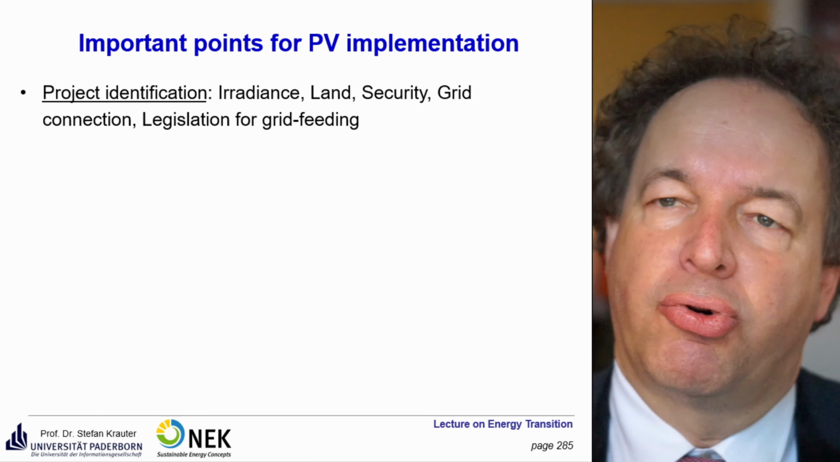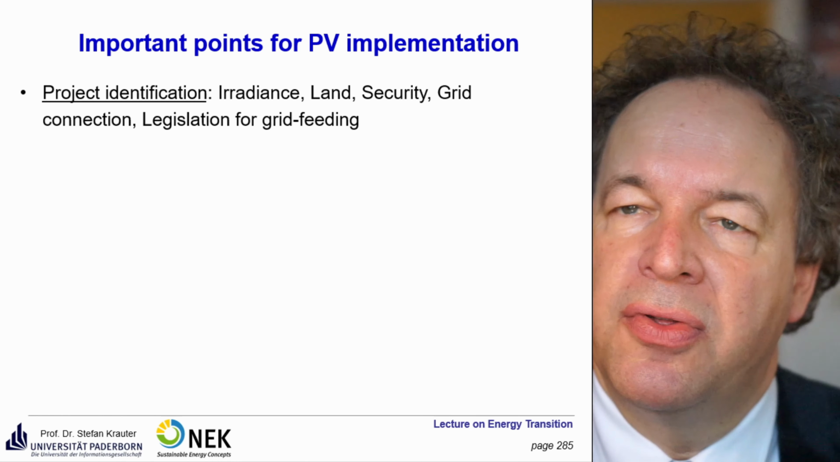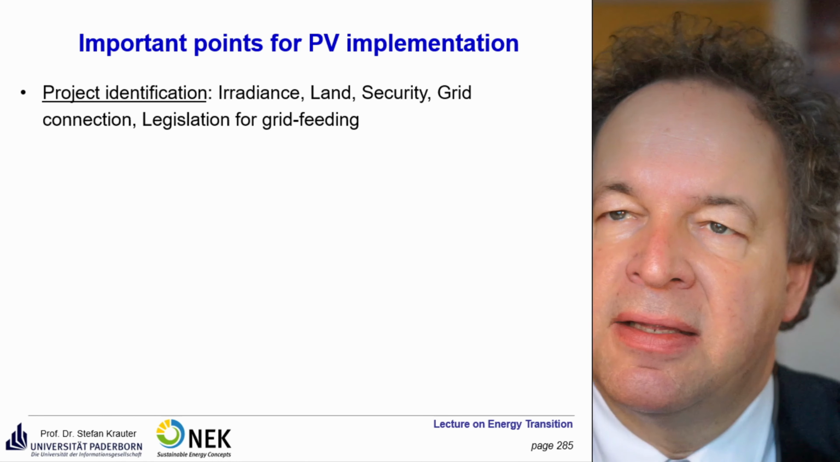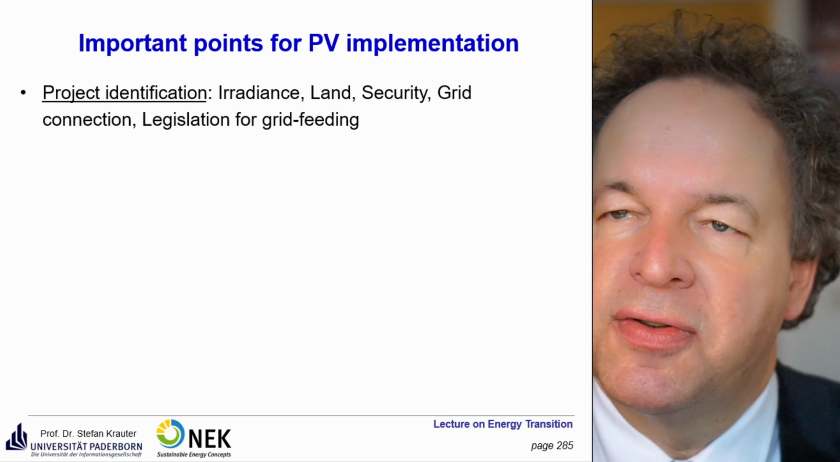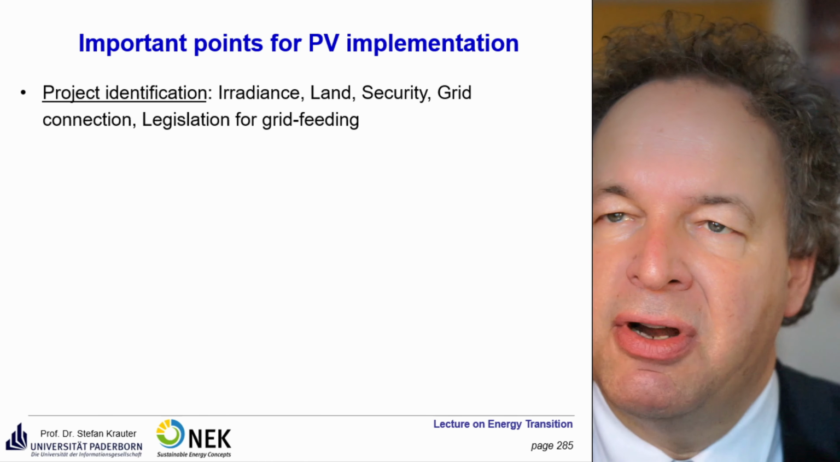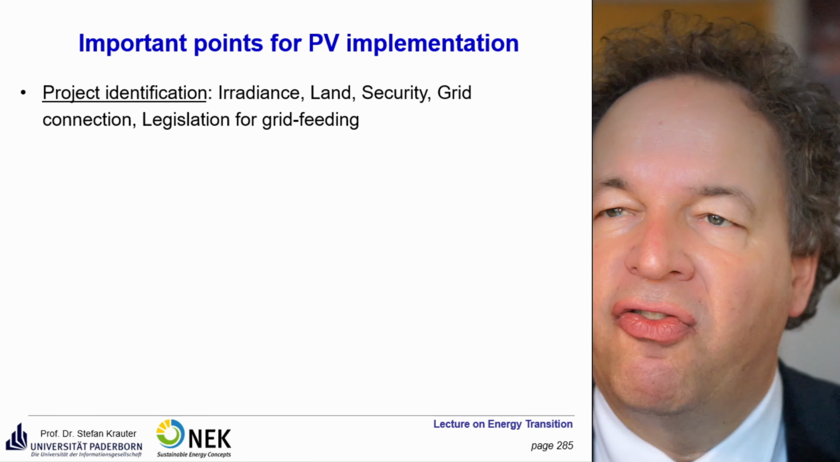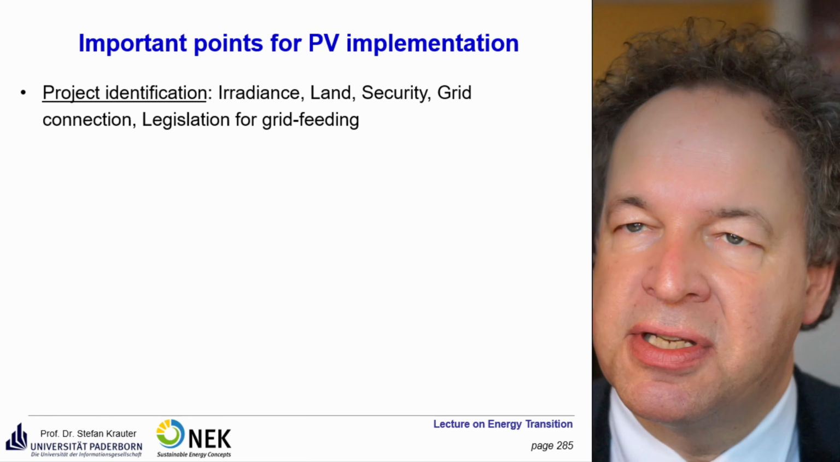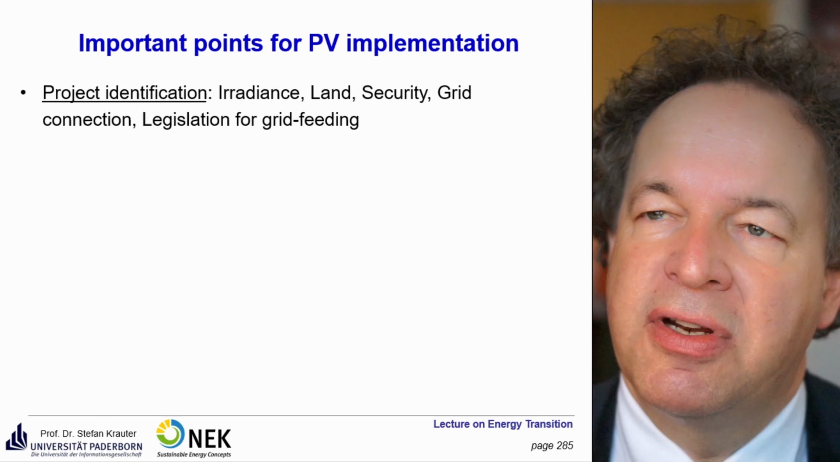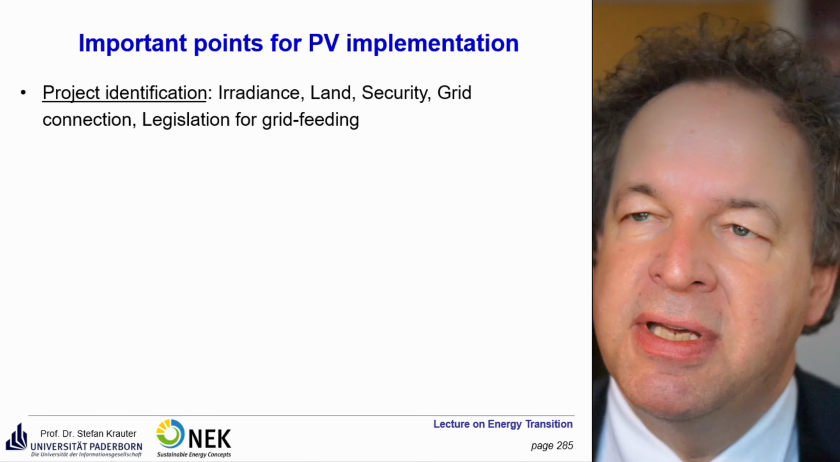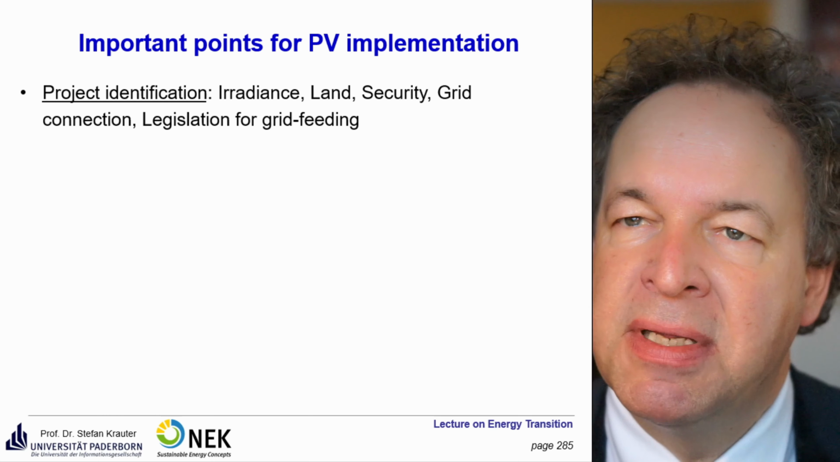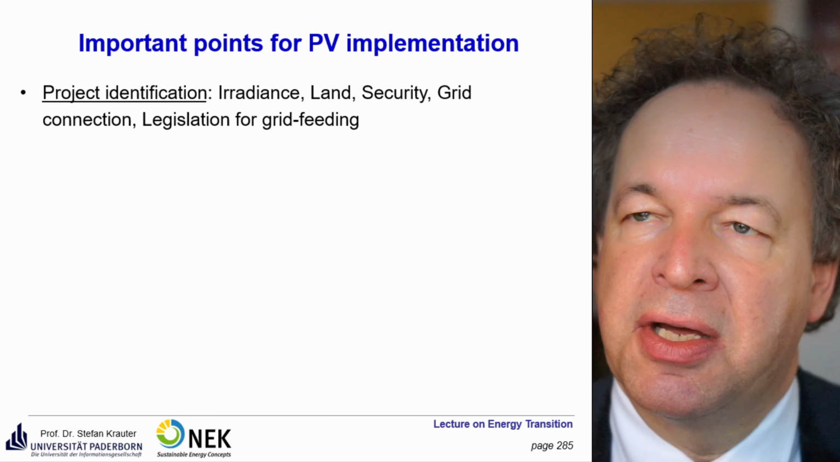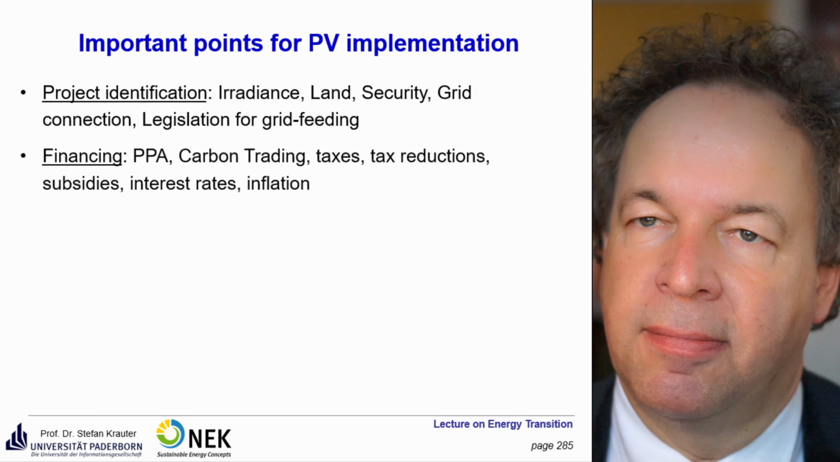So that's project identification. So you have to know the irradiance on site, the land, the security. Do you have to spend something to make a fence or not? How is the grid connection? How far is the grid connection? Are you allowed to do grid connection? How much would it cost? And the legislation for grid feeding. Usually you get a PPA, that means a power purchase agreement, so you know how much is paid for your energy.